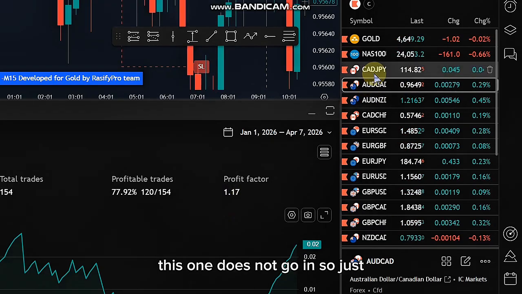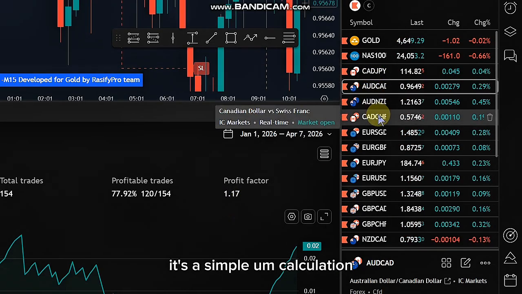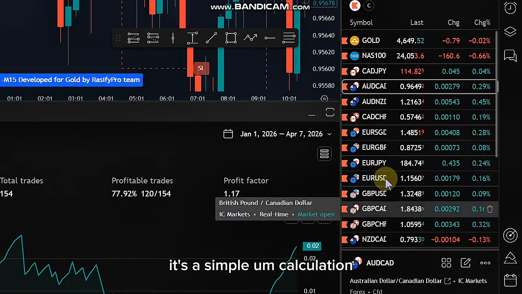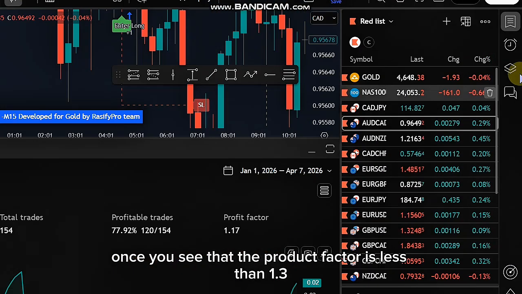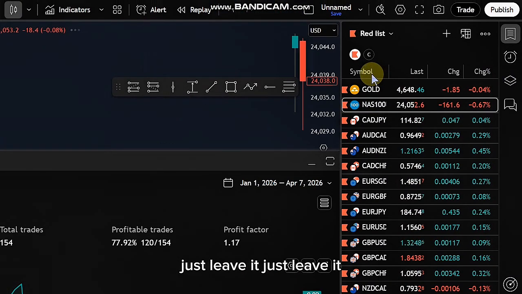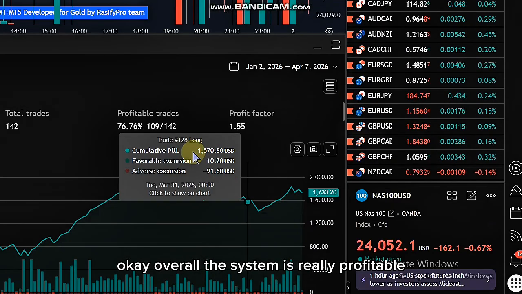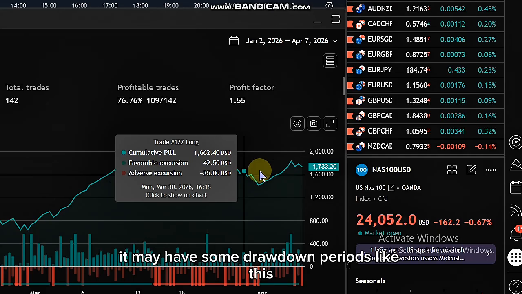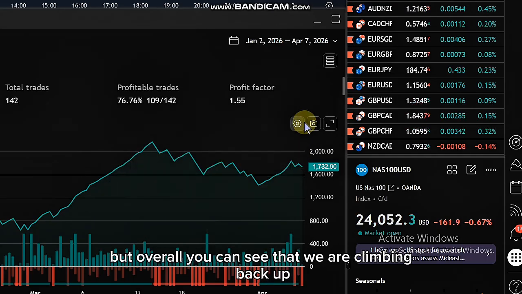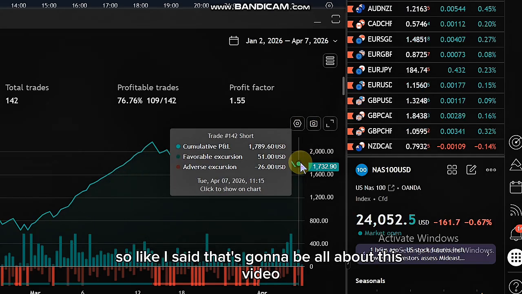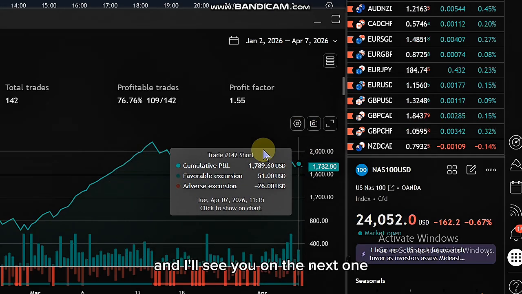This one does not go in. So it's a simple calculation. Once you see that the profit factor is less than 1.3, just leave it. But if it is above 1.3, you know, okay, overall the system is being profitable. It may have some drawdown periods like this, but overall you can see that we are climbing back up. So like I said, that's going to be all about this video, and I'll see you on the next one.